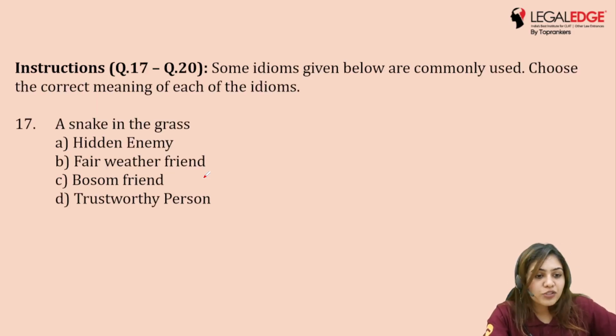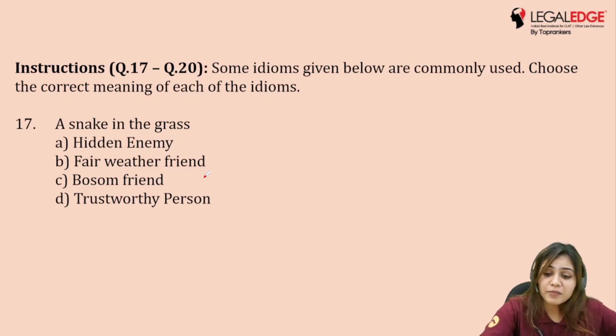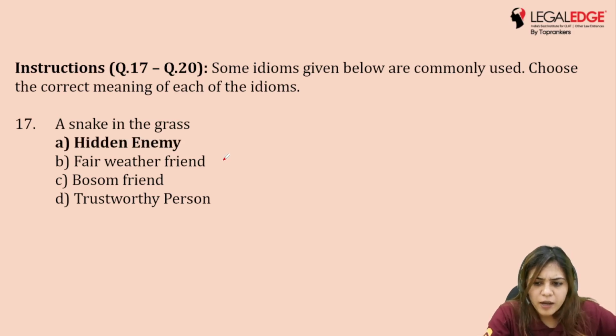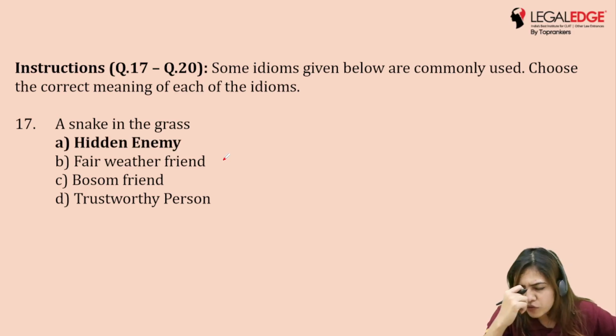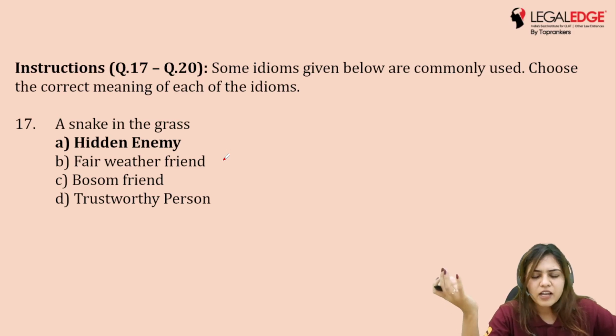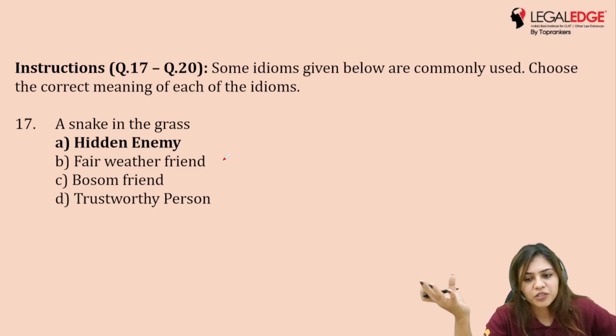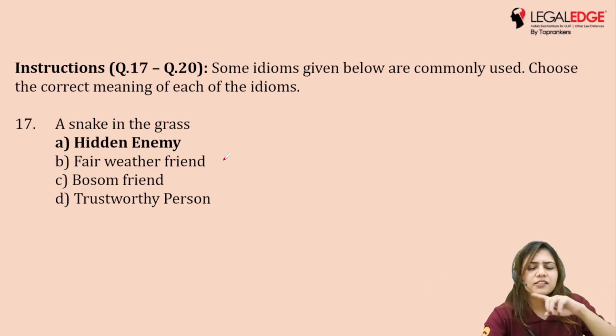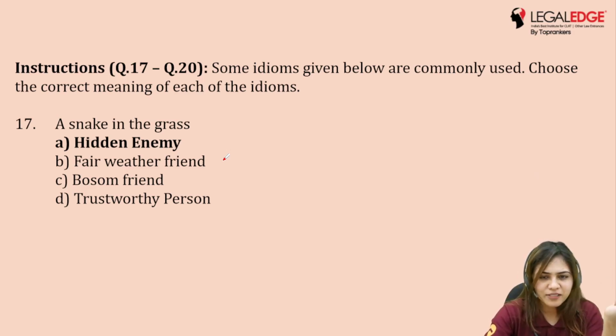The next one is based on idioms. And as you can see, a snake in the grass. A snake in the grass का मतलब क्या होता है? आप बोलते हो ना हमने सांप पाल के रखे हैं. That means it's a hidden enemy. It's not a fair weather friend. अगर हम बात करें fair weather friend की तो इसका मतलब है वो लोग, वो दोस्त जो हमेशा अच्छे वक्त में ही साथ में रहते हैं. A bosom friend का मतलब होता है a dear friend, a trustworthy person. A snake can't be trustworthy, so obviously the only option that can be correct here is a hidden enemy. A snake in the grass, क्यों? क्योंकि grass में हम snake को easily नहीं देख सकते. He is basically hidden in that grass, right?